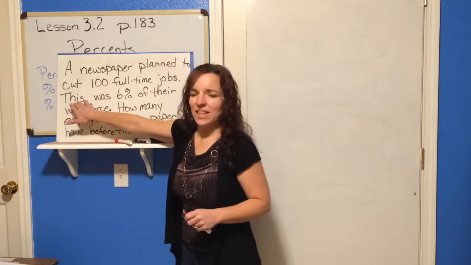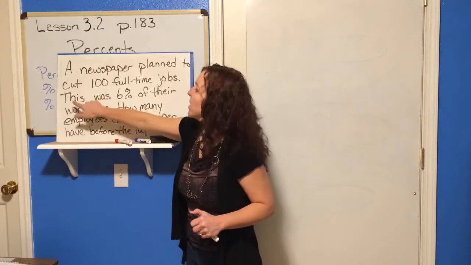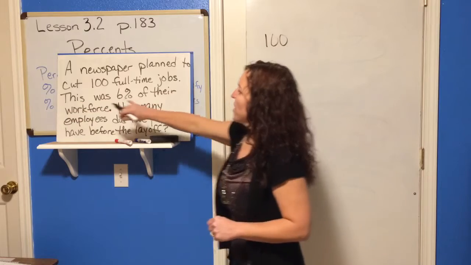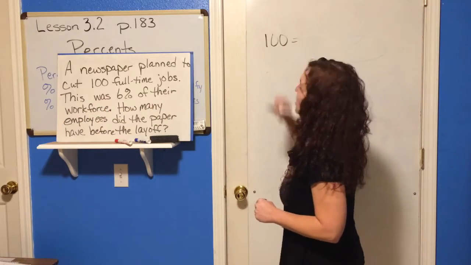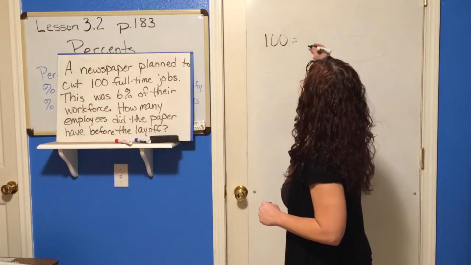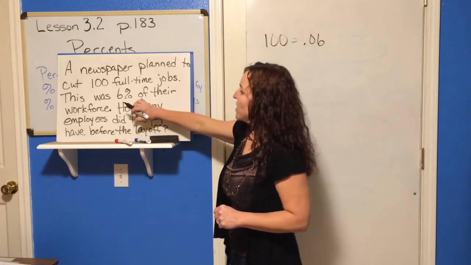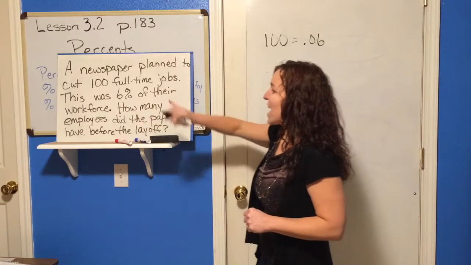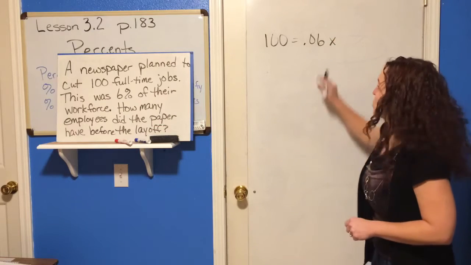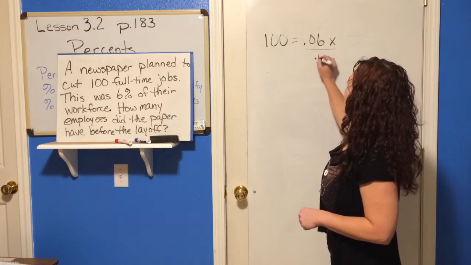So let's translate that into the numbers that we have. So what is this that they're talking about? Well, this is the 100 full-time jobs that they're cutting. So this is 100. This is the same as is. That's our equal sign. This was 6%. 6% is 0.06 if you change it to a decimal. Of is times their workforce. And the workforce is what we don't know, so that's where your x is. So 6% of some number is 100. So we divide by the 0.06.